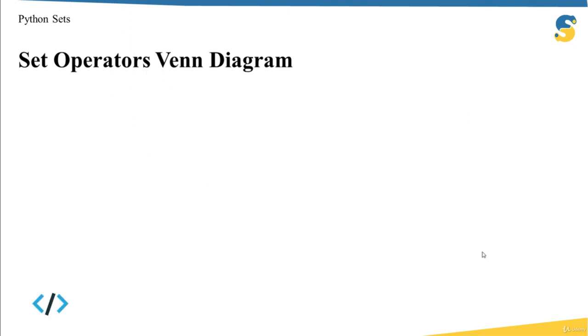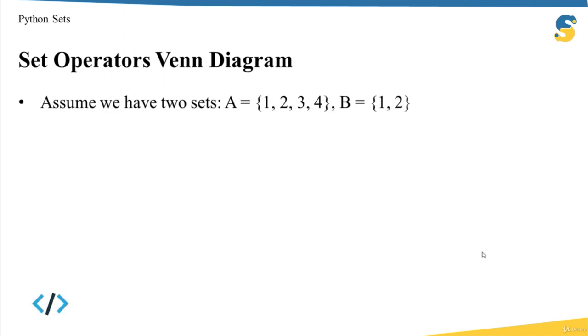Now again, let me assume that I have the set A, which is equal to 1, 2, 3, 4, and B equal to 1, 2.